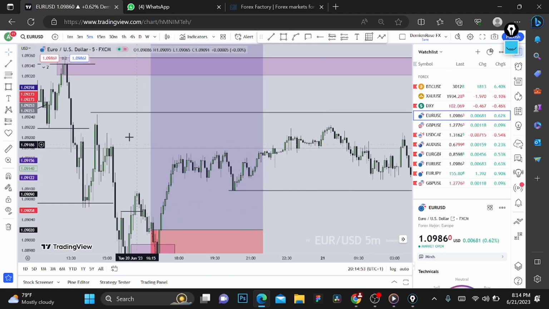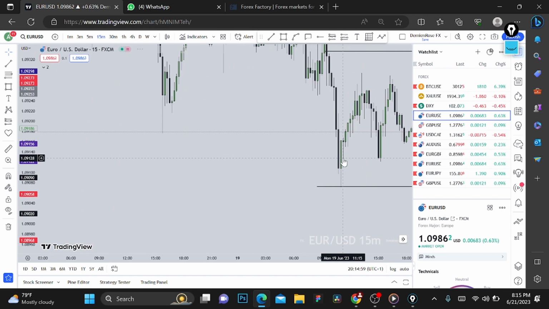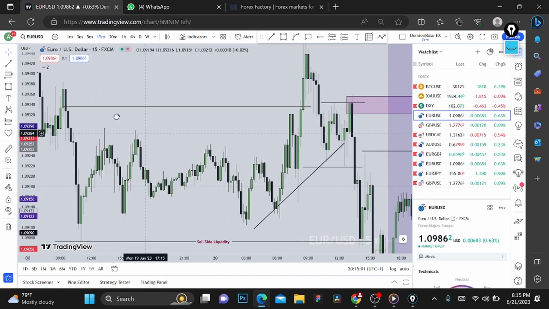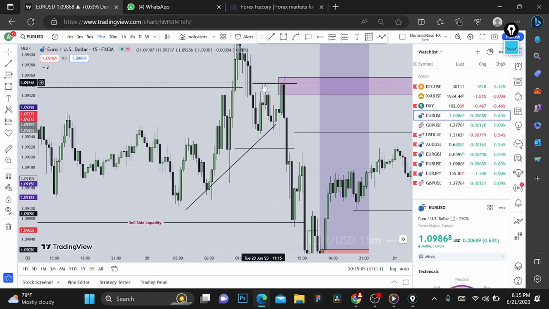So for sure, this is what I saw when I woke up in the morning. I already marked this zone out. Why did I mark it there? The same concept. You have this stop here. The market did a stop here, and then the market did a break of structure here.